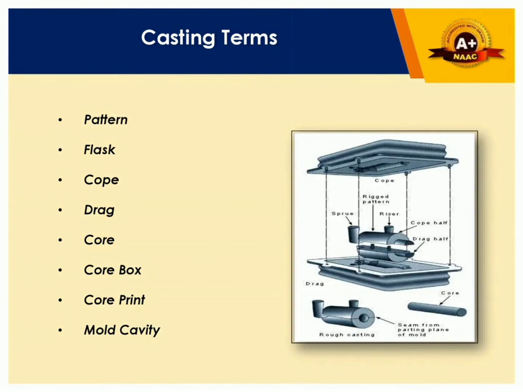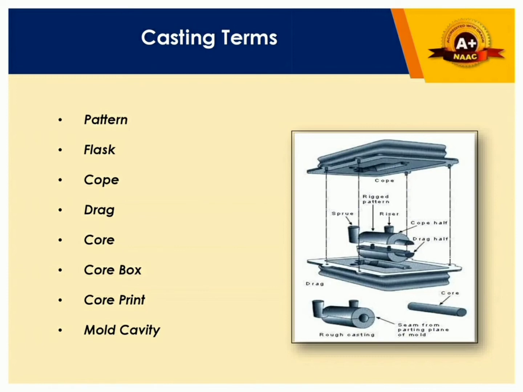Casting terms: the pattern is a replica of the part that we are going to manufacture by casting. Then the flask is used to be filled with the molding sand. Then the cope is the upper box and the drag is the lower box. Then the core: basically the core is used to make the casting hollow. Then a core box needs to be prepared as a special arrangement for making the core. Then the core print, which is needed for preparing the core with different materials.